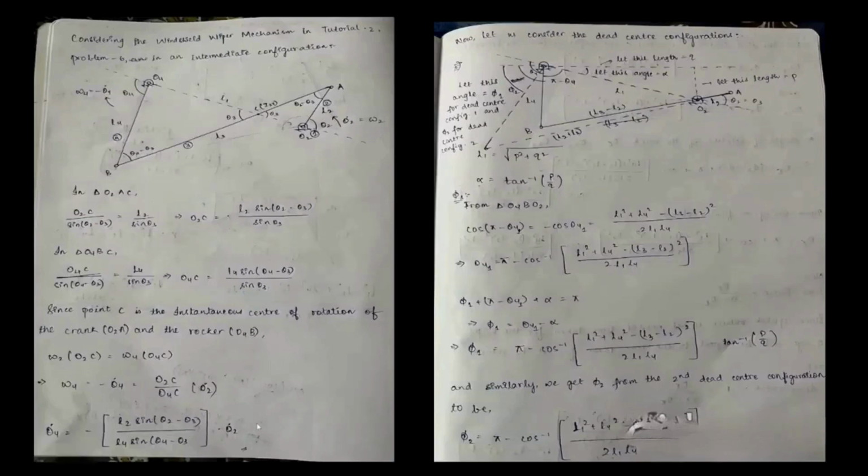The first page shows the velocity analysis, and from there we try to find the angles of rotation of the crank and the rocker, and we find the difference between the angles. We take the ratio of the forward stroke to the backward stroke, which is called the time ratio, and we equate it to 1, which gives us the angle rotated by the crank.